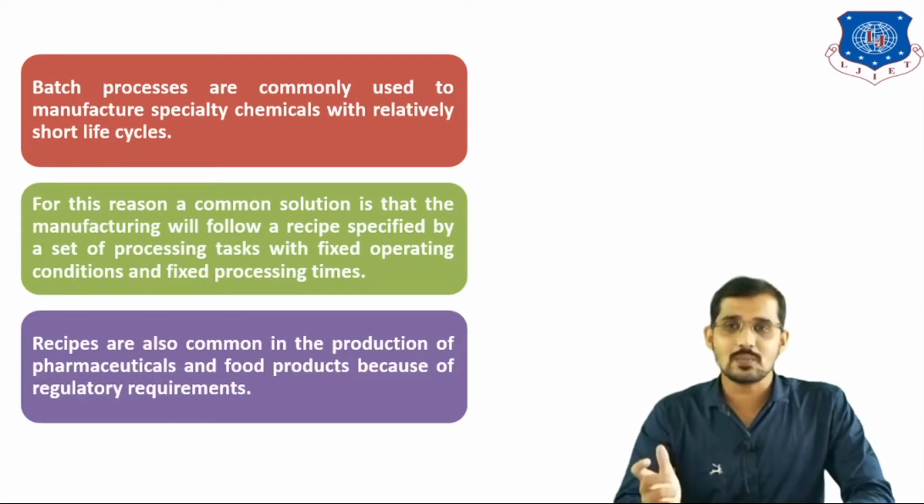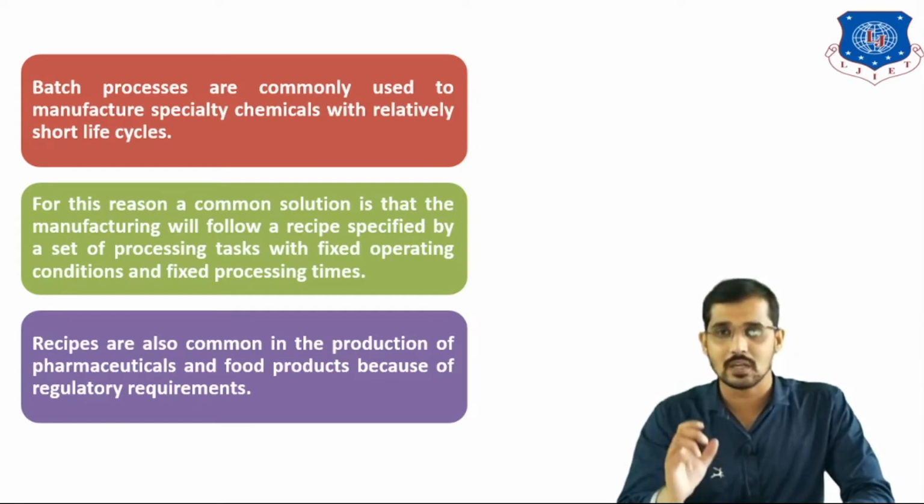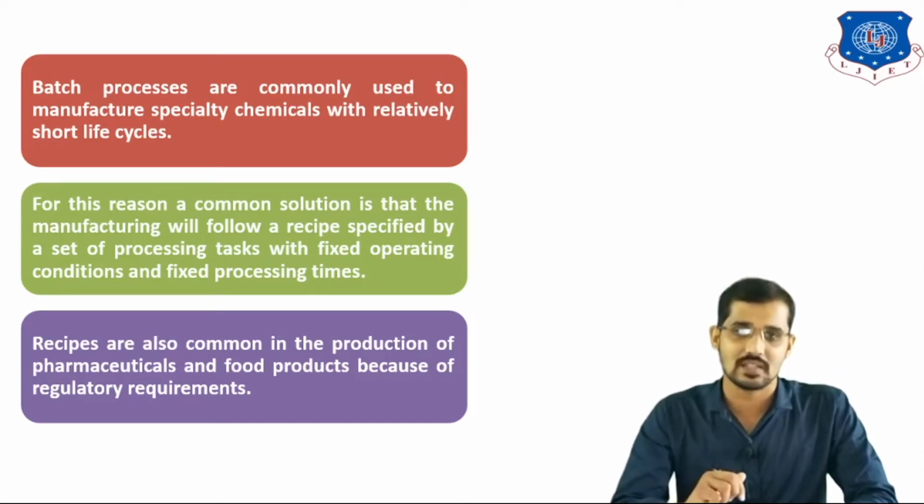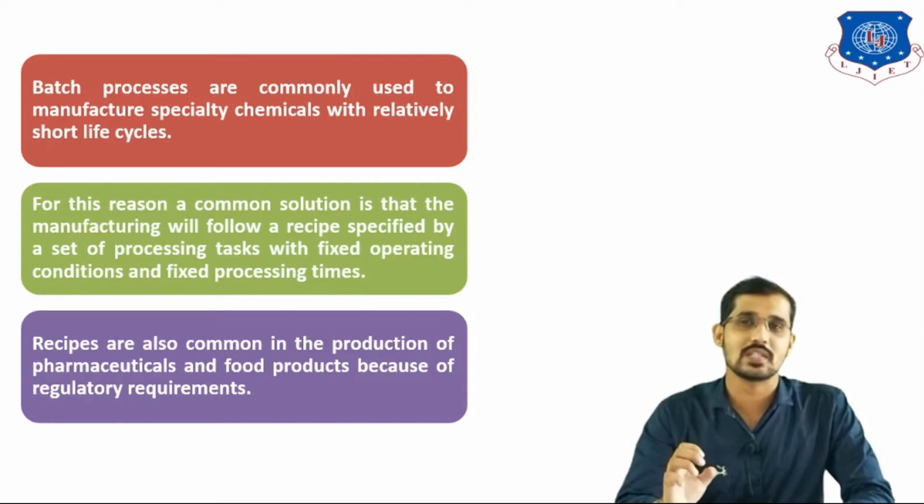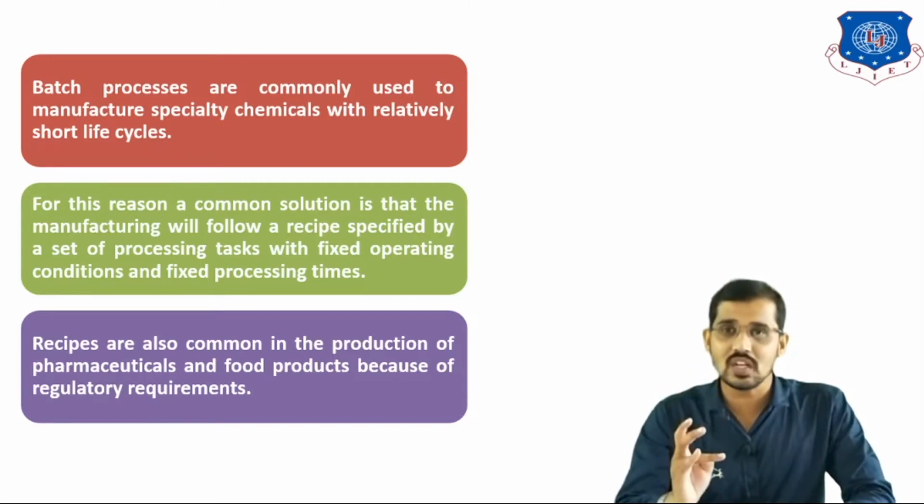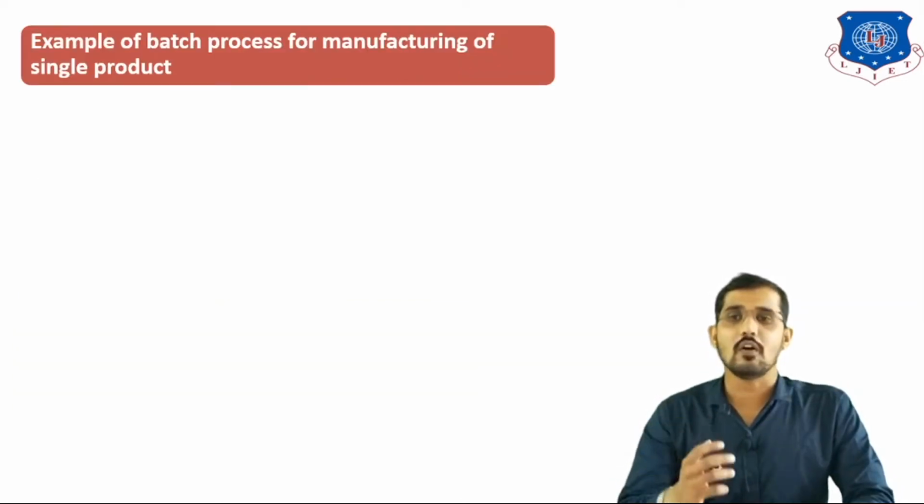You can see the next point, that recipes are also common in the production of pharmaceutical products and food products because of regular requirement. I told you that in batch processes we have a fixed procedure, fixed conditions and fixed processing times. Now we will see an example of a batch process for manufacturing of a single product.